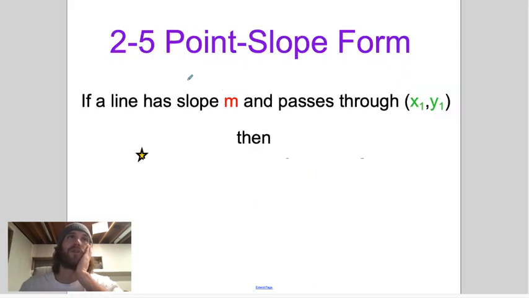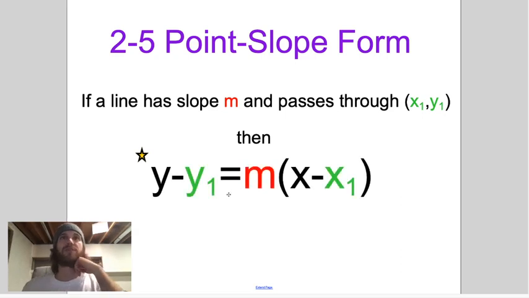Today we're going to learn about a third form called point-slope form. It is called point-slope form because when it's written in this form, you can see the slope and you can see a point, one point that line travels through. Kind of exciting. I think it's kind of exciting.